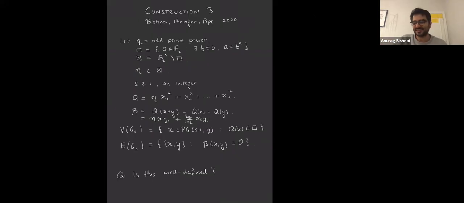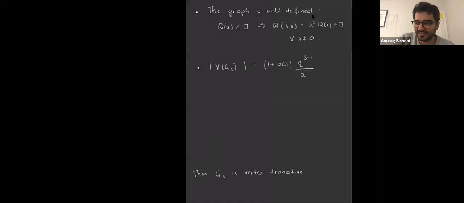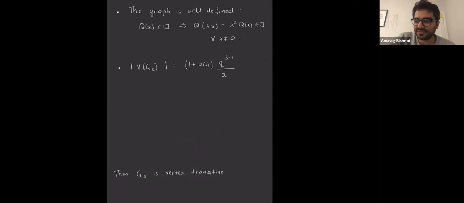One thing you should really think about is that these are projective points. So this condition should not change if you take a scalar multiple of x, a non-zero scalar multiple of x. That's important. And yes, it is well defined, because q of lambda x just becomes lambda squared q of x. So if q of x is a square, multiplied by a non-zero square, you again get a square. So it's well defined.